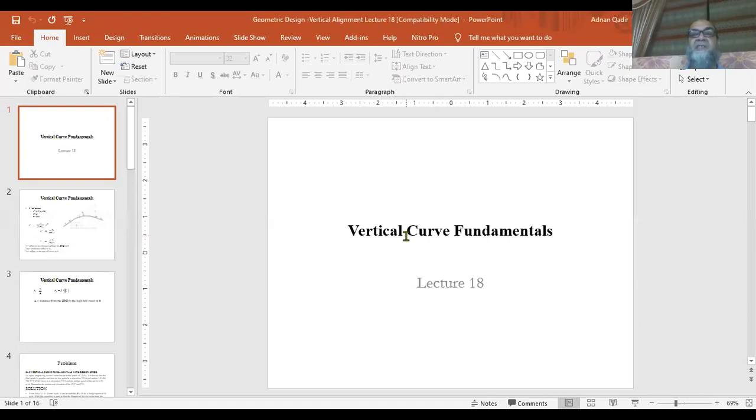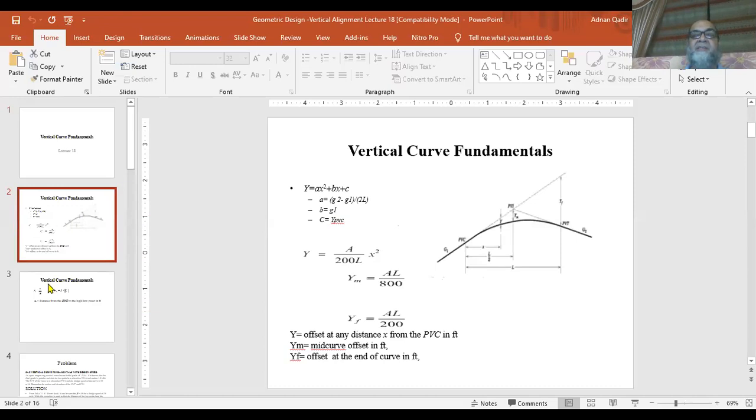In today's lecture 18, we will discuss the vertical curve fundamentals. So, what are those fundamentals? If you have a crest curve in which a G1 upgrade meets a downgrade G2, you can always find the elevation along the curve using this equation.